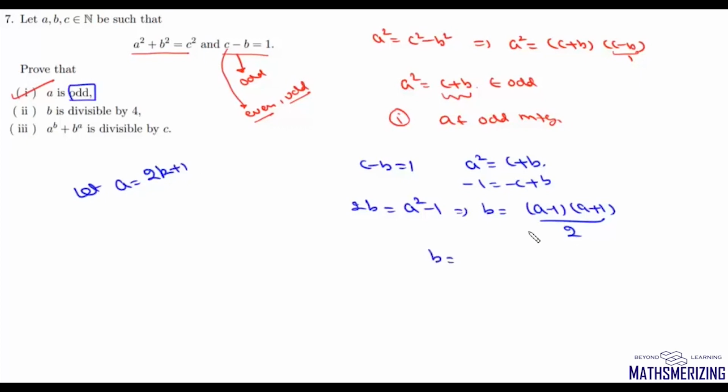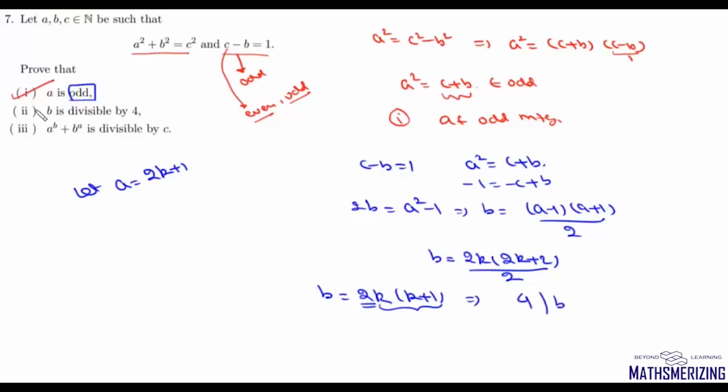Then we can write this b as a minus 1, which will be 2k, and a plus 1, which will be 2k plus 2, divided by 2. So now we can cancel this 2. We can write b as 2k into k plus 1. So b is a multiple of 2, and then it's a product of two consecutive integers, k and k plus 1. So out of these two, one of them must be an even number. From here we can say that b is divisible by 4.